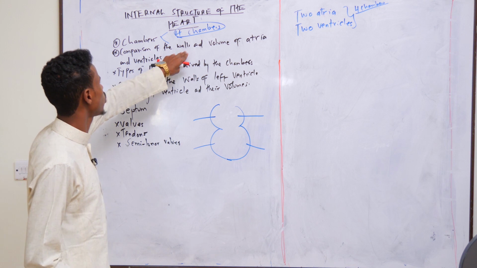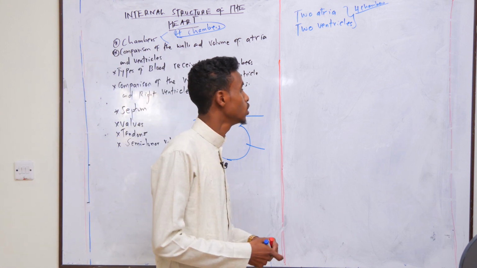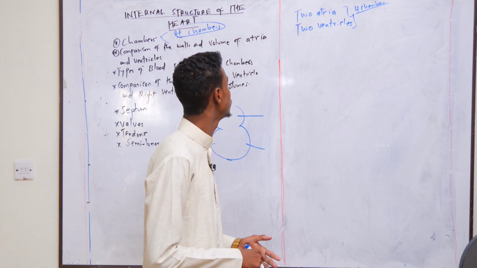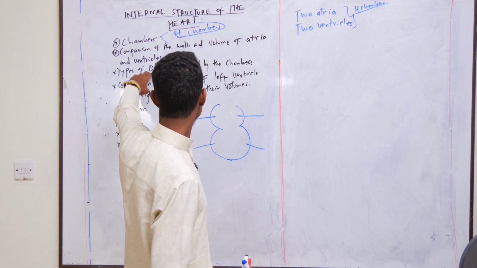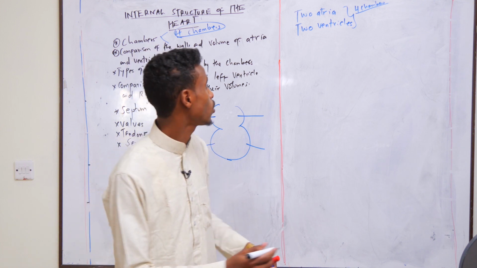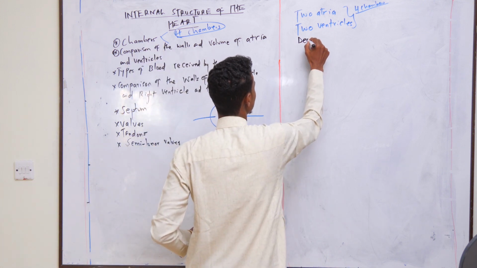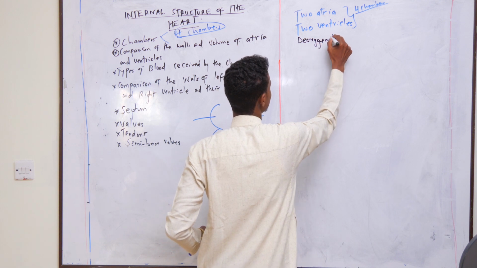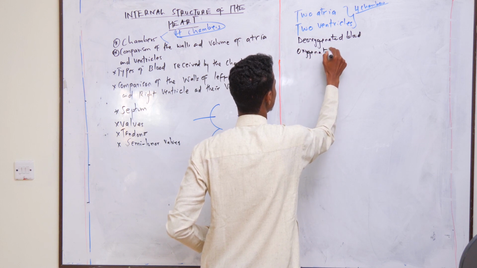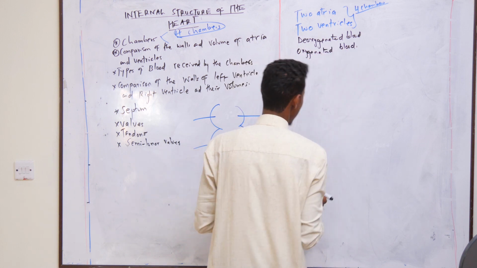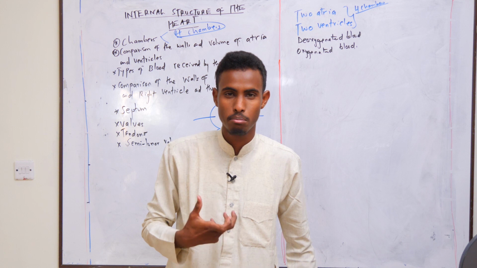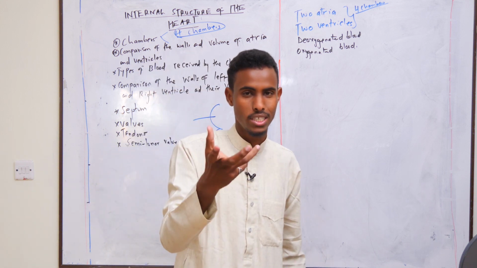Again, if you compare the walls and volumes of the atria and the ventricles, we are going to see that the atria are thin-walled as compared to the ventricles. Good. Again, let's look at the type of blood received by the chambers. The type of blood received by the heart is either, number 1, deoxygenated blood, or we also have oxygenated blood. Now, which part of the heart receives the deoxygenated blood and which part of the heart receives the oxygenated blood?